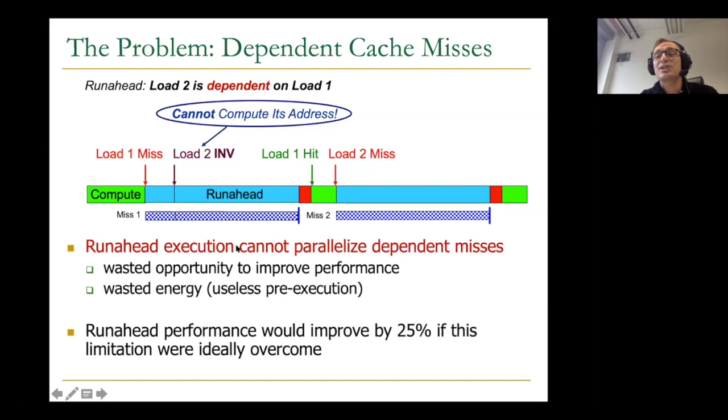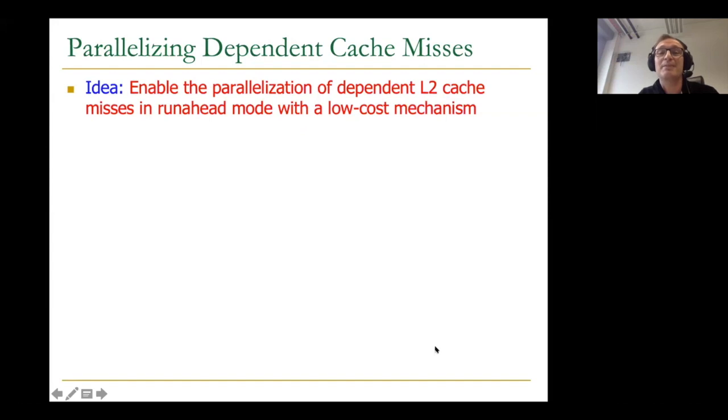But basically, run-ahead execution cannot parallelize dependent cache misses. It leads to wasted opportunity to improve performance and wasted energy because of useless pre-execution. And we actually did ideal studies. If you have a good simulator, you can do ideal studies where you ideally know the address of the load and you don't do what I showed you in this picture. And the performance would improve by 25% if this limitation were ideally overcome. And we get reasonably close to this 25% with the technique that I'm going to describe.